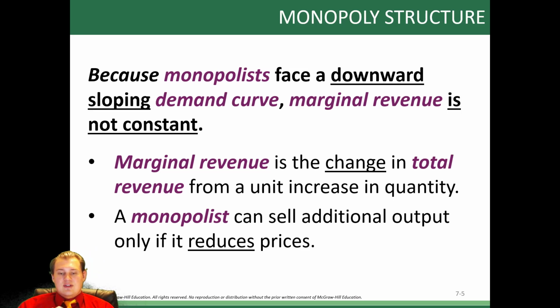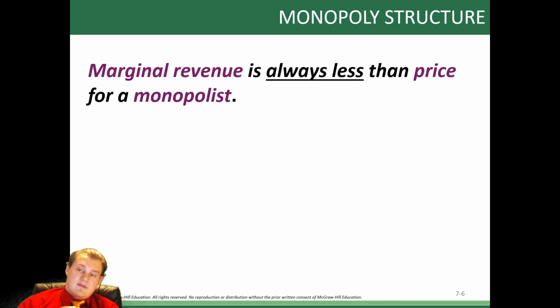A monopolist can sell additional output only if it reduces prices. This is the main takeaway you've got to get. If the monopolist wants to sell more, demand is set where it's at, so I literally have to reduce my prices so that those things get sold, or else they go unsold, and then I have a surplus. Marginal revenue is always less than price for a monopolist.